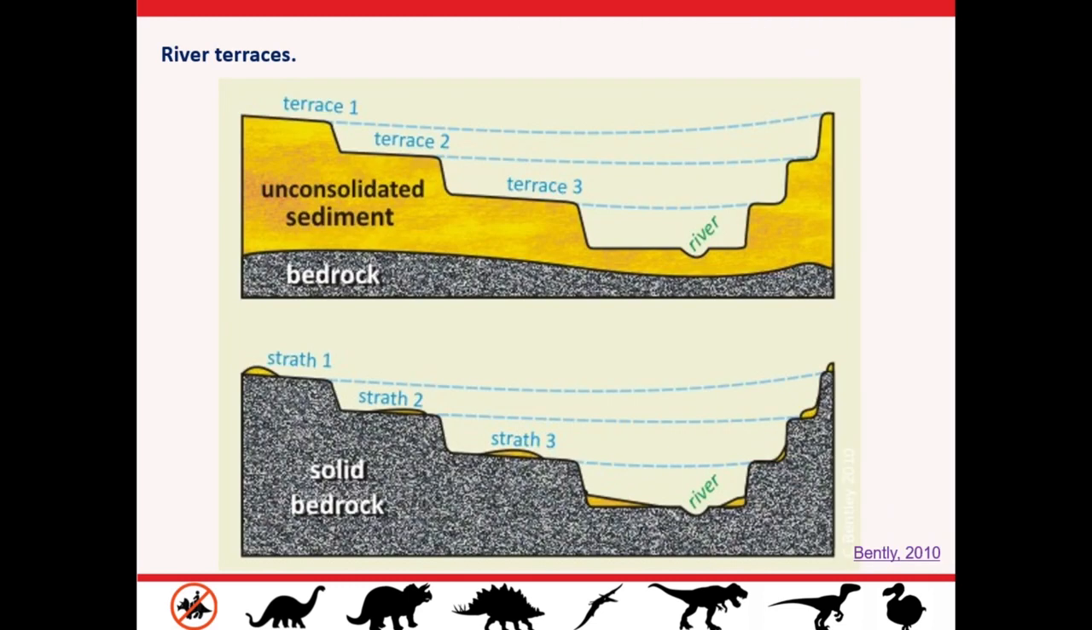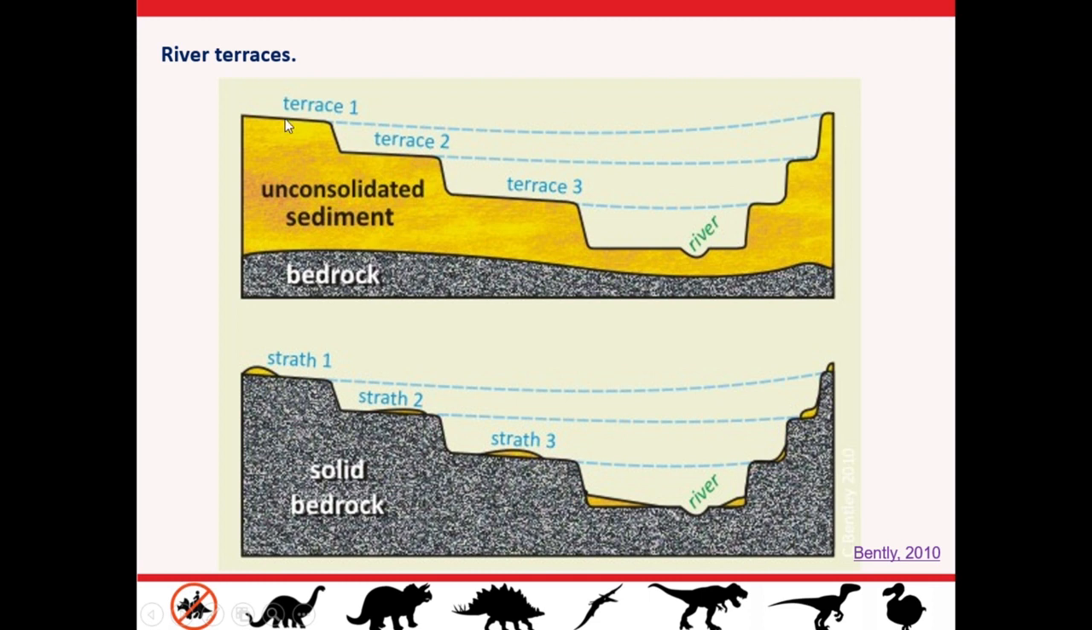So I've mentioned a few times river terraces. I just wanted to talk to you about what river terraces are and kind of how they're developed. So we can see here on this top part of this diagram, we've got unconsolidated sediment and then bedrock underneath. And we can see on this unconsolidated sediment that we've got terrace 1, terrace 2, terrace 3 with these blue dashed lines. And these terraces basically relate to time.